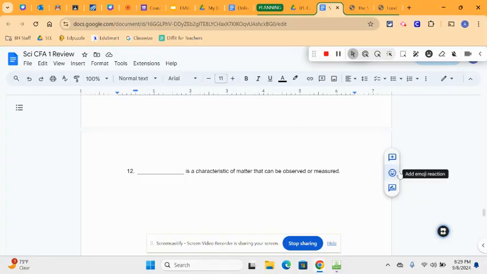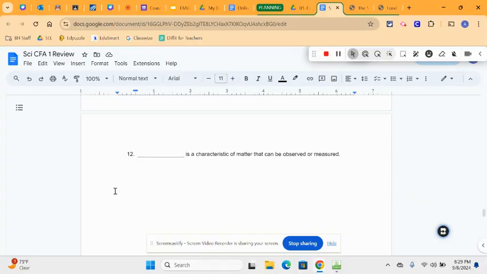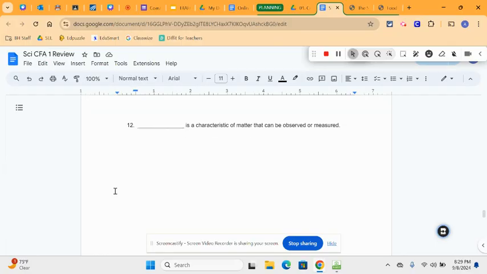So question number 12 says, blank is a characteristic of matter that can be observed or measured. Again, blank is a characteristic of matter that can be observed or measured.